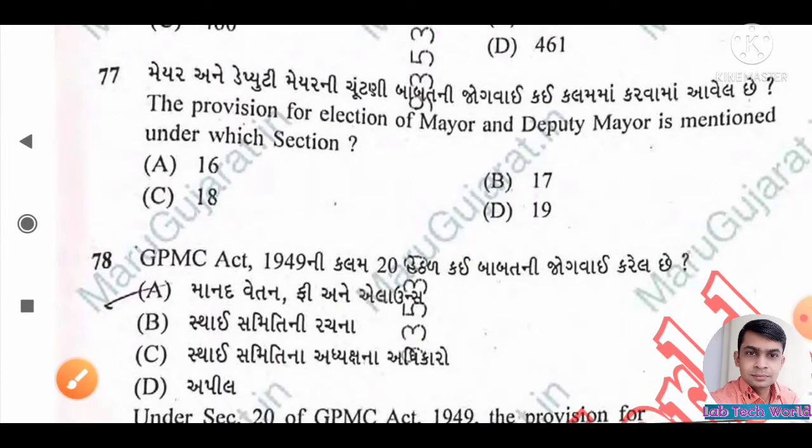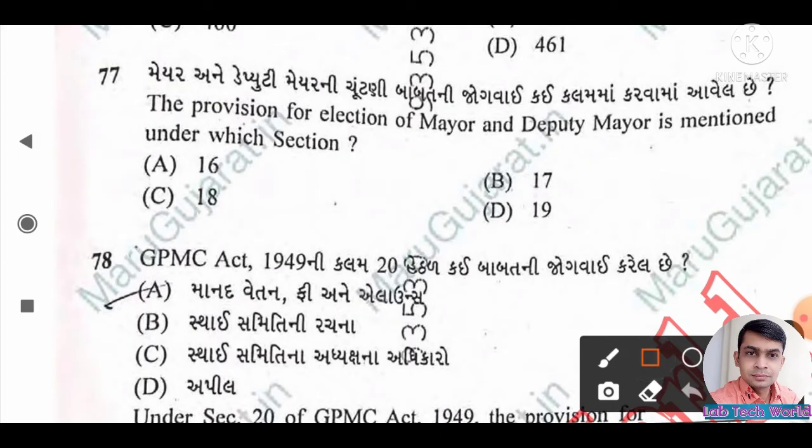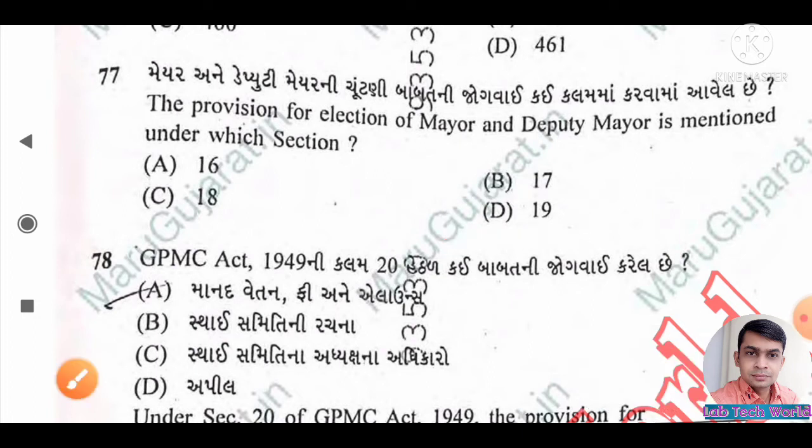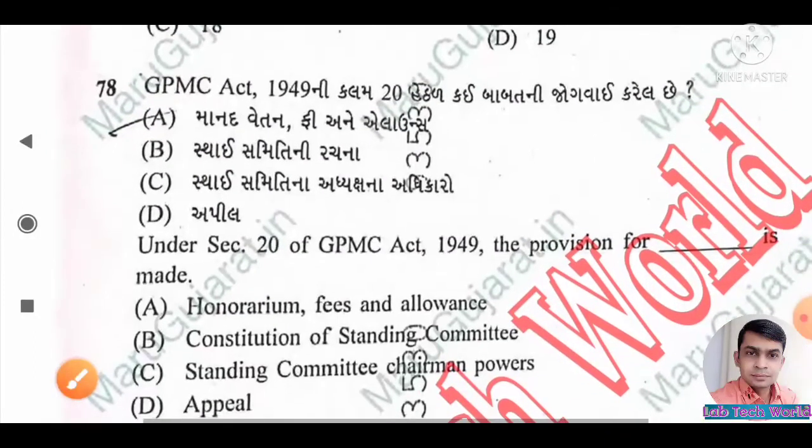The provision for election of mayor and deputy mayor is mentioned under which section? Options: A, 16; B, 17; C, 18; D, 19. The correct answer for this question is section 19. So option D is the correct answer. Under which section is the election of mayor and deputy mayor mentioned? Option D is the correct answer for this question.